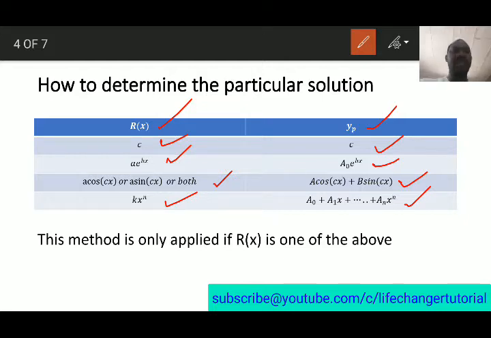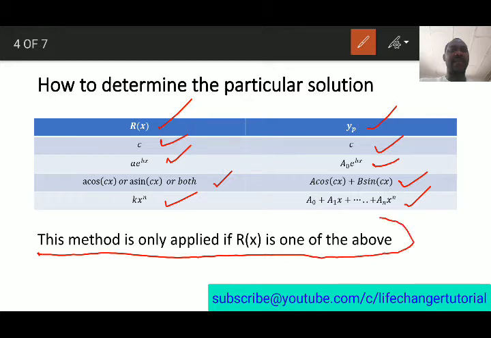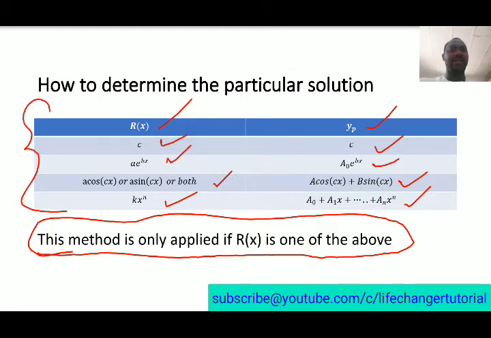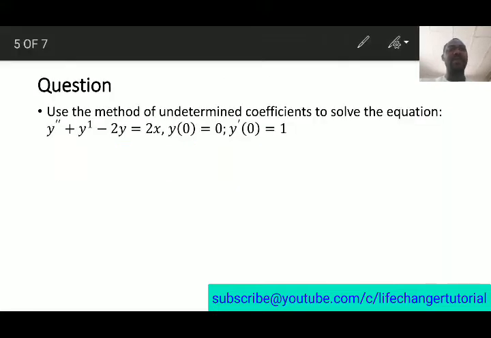Now, the various examples we are going to be seeing will make us understand this perfectly. So don't worry if you don't understand it yet. But you should note here that this method only applies if r(x) is one of the above. So you cannot use it to solve other cases, except where r(x) is one of the above values. So we see a question here.